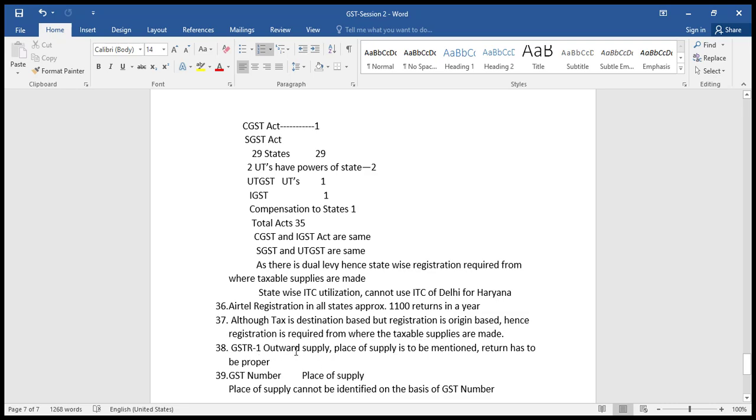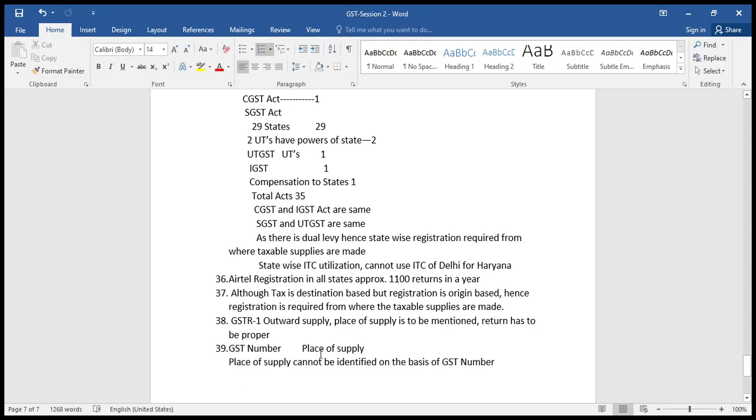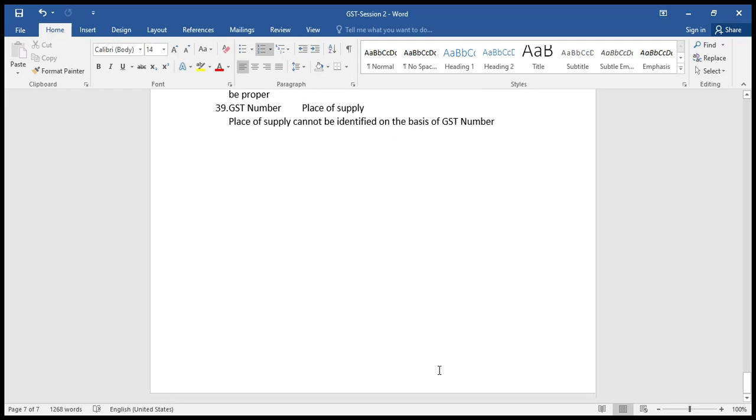GSTR 1, outward supply, place of supply is not mentioned. Return has to be proper. GSTR number, place of supply. Place of supply cannot be determined on the basis of the GSTR number.